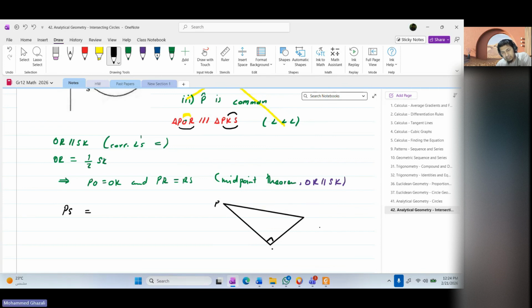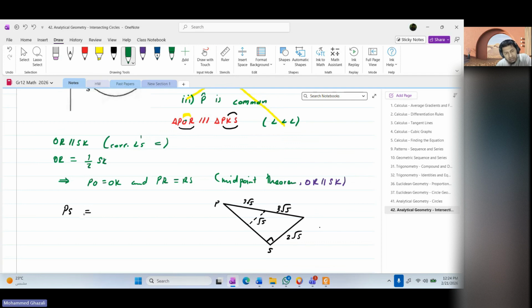And that's PS. So remember that was the midpoint there, right? So that was 3 root 5. And this is 3 root 5, right? And this is 2 root 5 and this root 5. Now, see this piece over here. That's 2 root 5. So we can find PS.